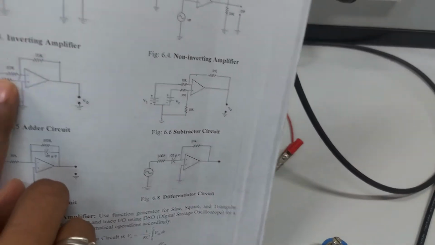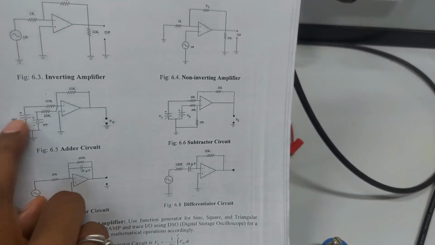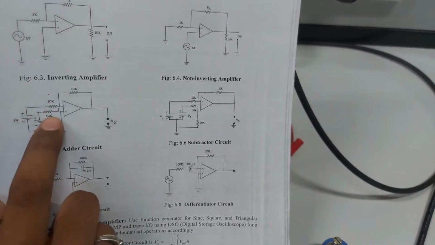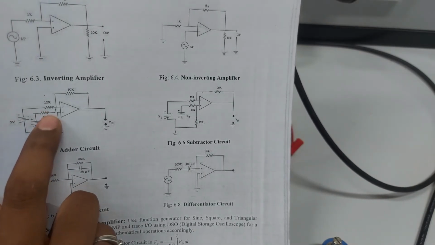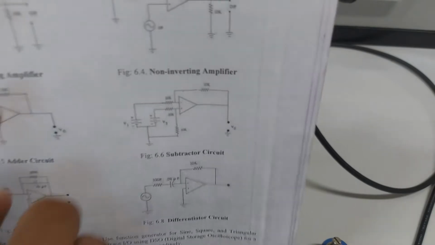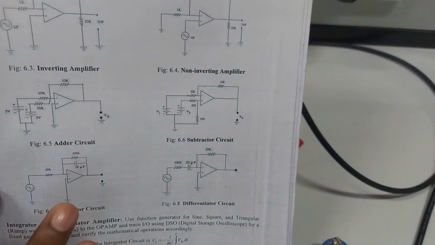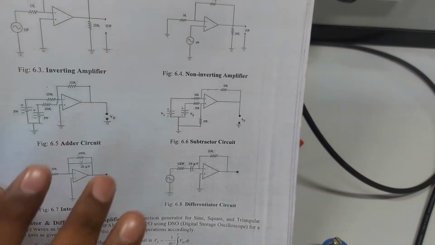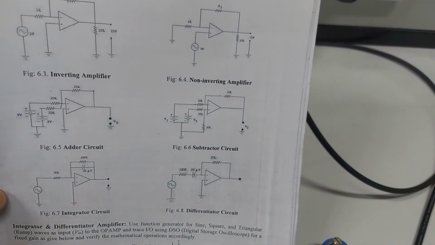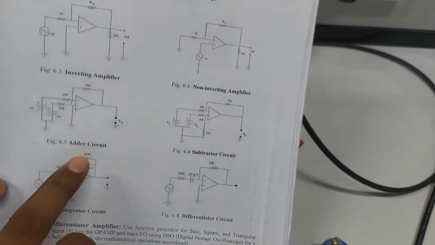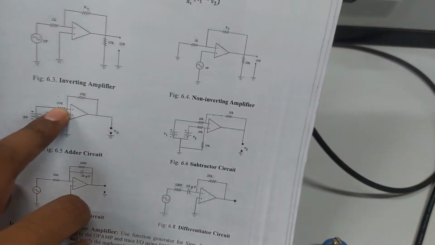In the case of inverting, one sine signal was already connected. Now I will connect the 10k resistance and one new sine signal using the function generator, because my function generator has 2 separate outputs. So here I'll connect this 1k and 1k.